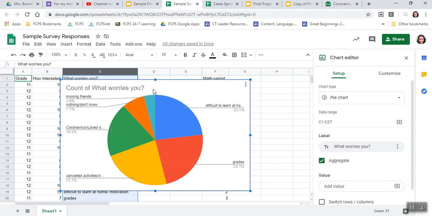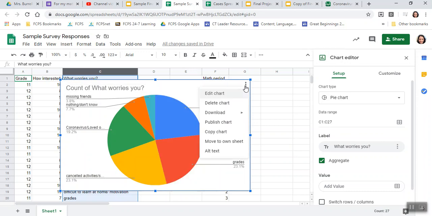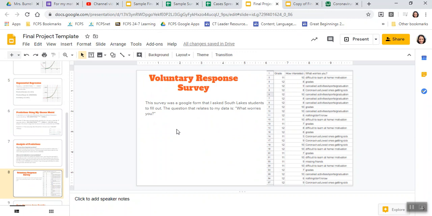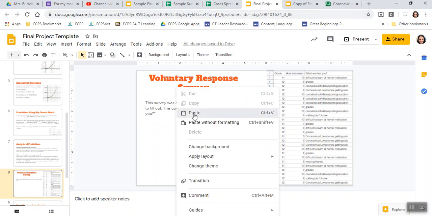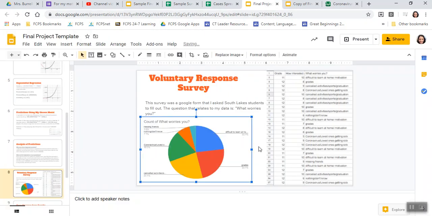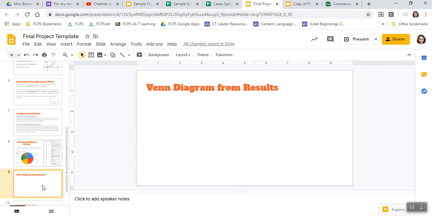So then if you click it and you copy it, sometimes it doesn't give you a choice to copy it there. You can try here, see if that works for you. And then we want to put that into your project. So I don't link to the spreadsheet, I just paste it unlinked. Like that. Okay, and then you have your pie graph in your project as well. Alright, so let's move on.